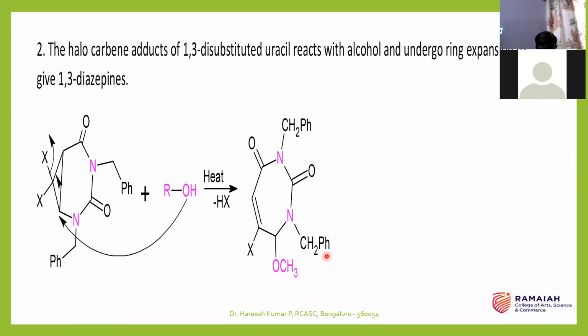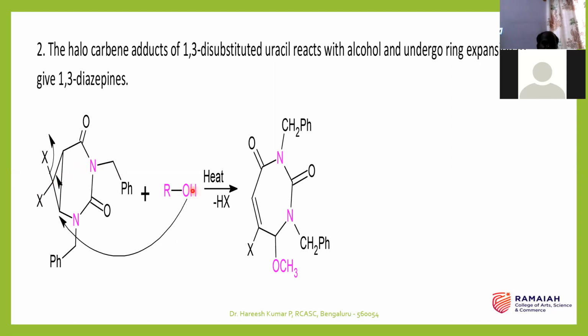Okay. And the second method of preparation is starting with the uracil. Uracil means a 6-membered ring with the 2 nitrogens at the 1,3 positions and a carbonyl functional group. But here, what is this? This is a dihalo carbene, a dihalo-carbene uracil, a disubstituted uracil.